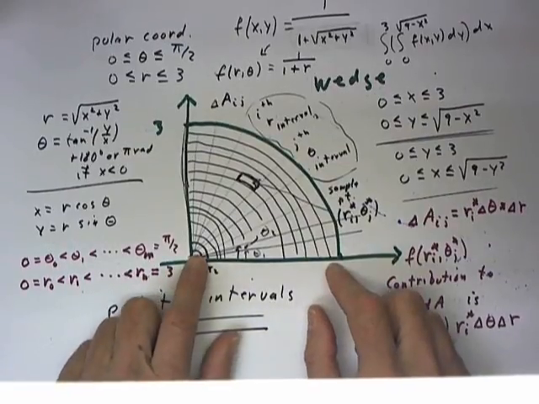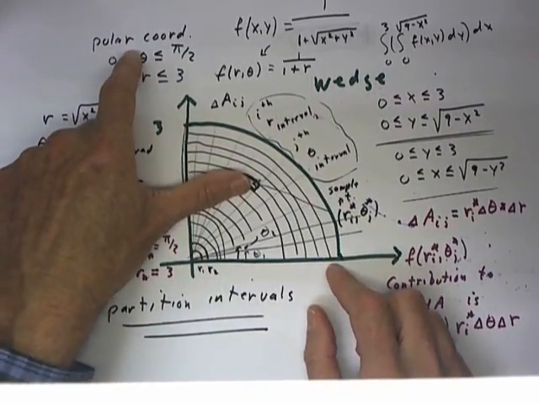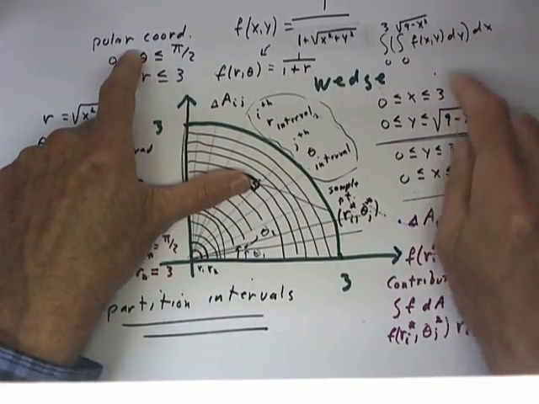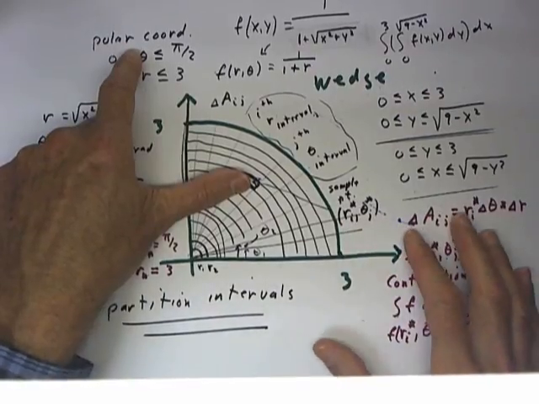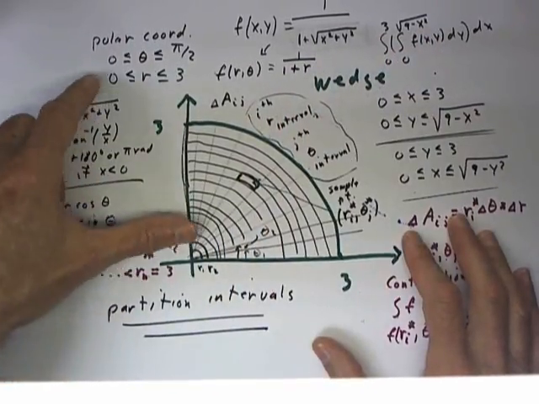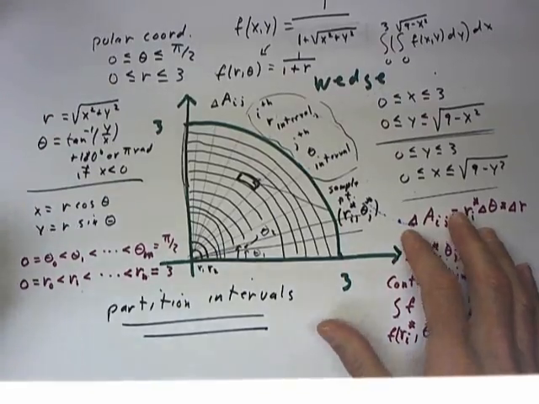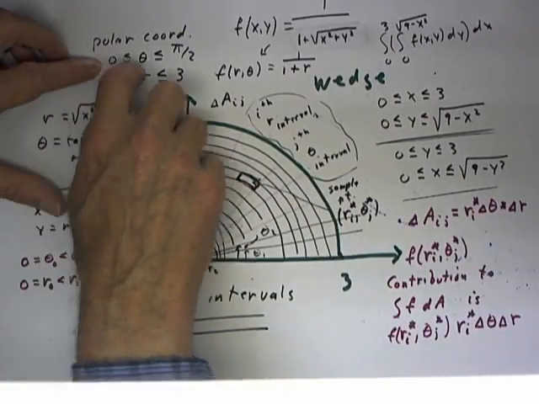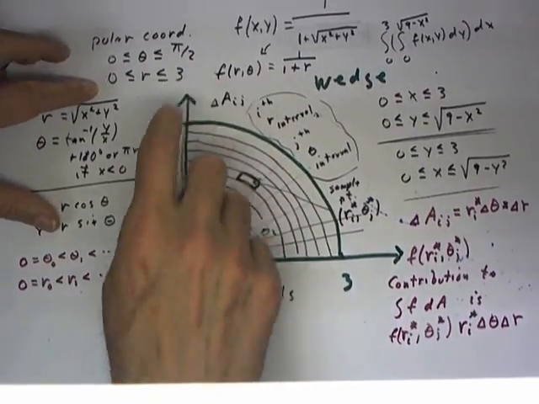We perform the integral in polar coordinates. We're not going to do the integral in rectangular coordinates. We've already done a number of these, and the same procedures would apply. But in polar coordinates, we simply partition our theta interval, we partition our r interval.